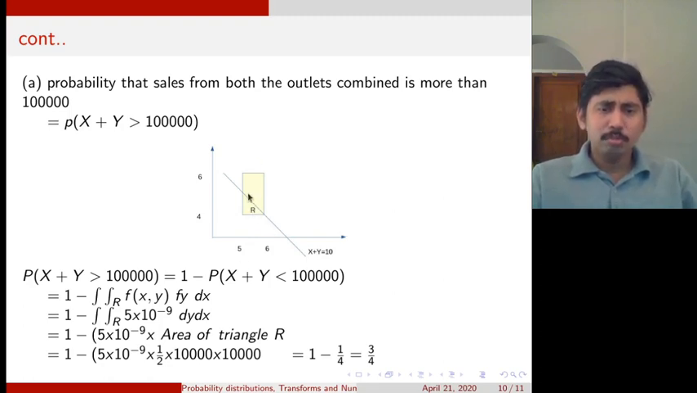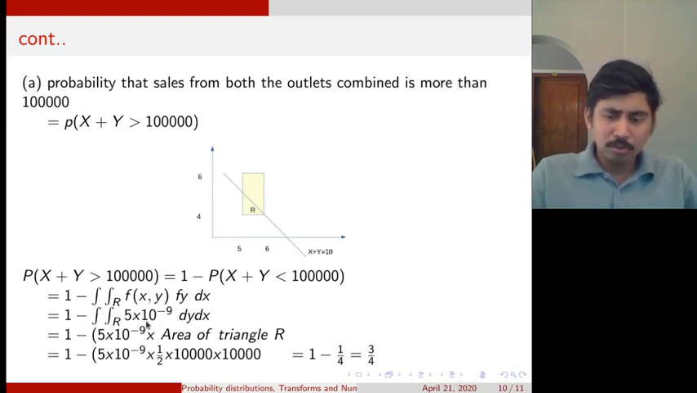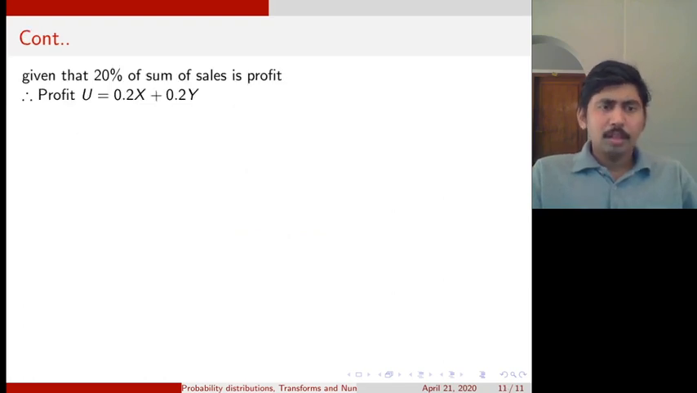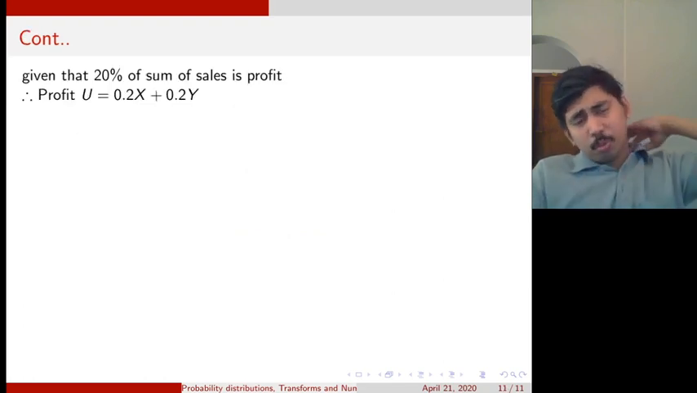Since it is uniform, it will be proportional to this area. You can calculate this area and this area, and the ratio of the areas is what we want. So this area is 3 by 4 of this square. That's all. Only because f of x, y is constant, we can take it outside the integral. The double integral will be the area of the region. And we will go to the profit.